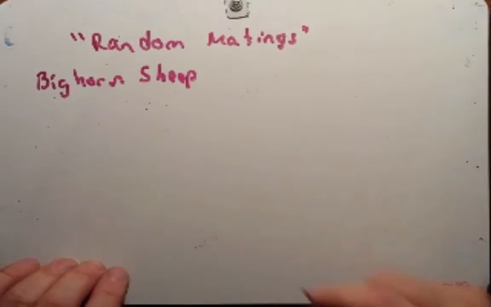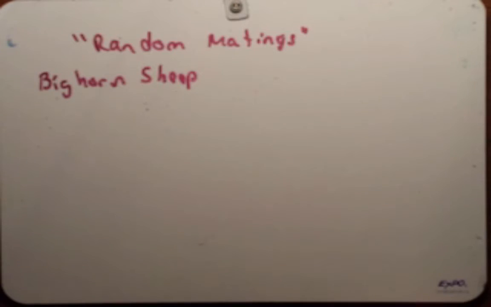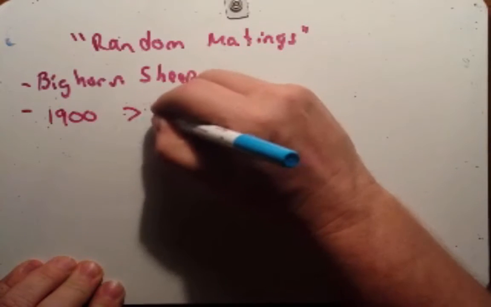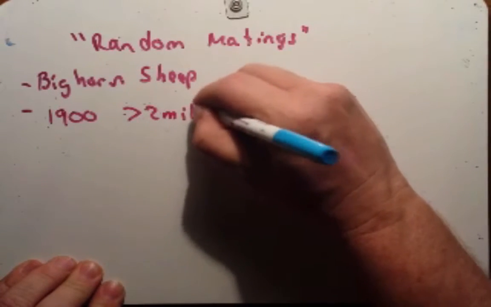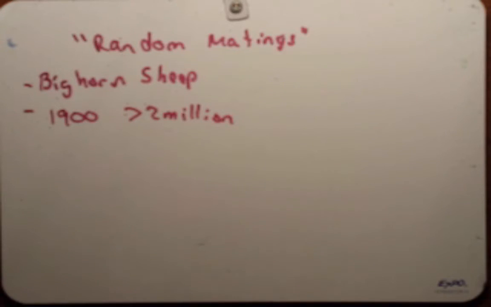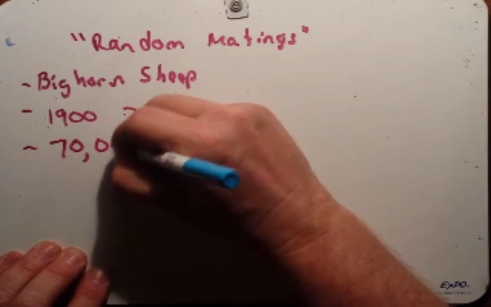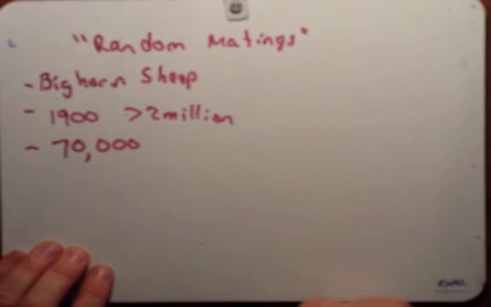You may have heard of these as just by the name of rams. Their population at one time, say around 1900, was greater than 2 million. As we started to settle out west more, and more people went out west, that number plummeted to 70,000 bighorn sheep.